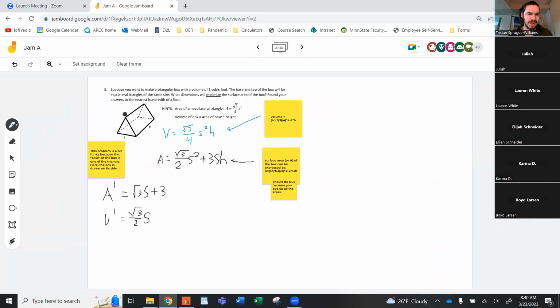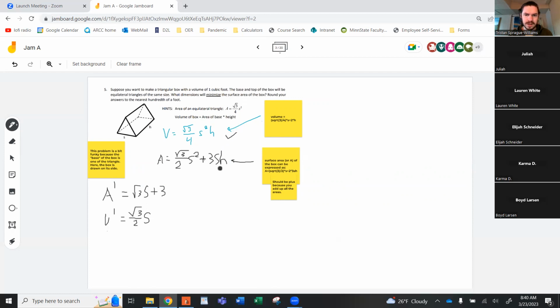So the next one here, we have this sort of box-shaped thing. I have been calling one of these triangles the base of the box, and then the rectangles would be like the sides of the box. So I drew it basically on its side, which is just because it was easier to draw that way. But anyway, how are we doing here? We have the volume. The volume is the area of a triangle, which I gave you a formula for, right? Times the height. So that is great.